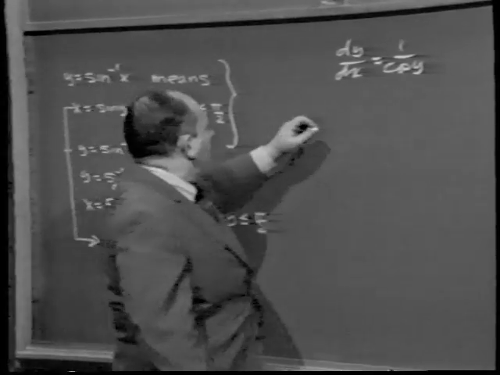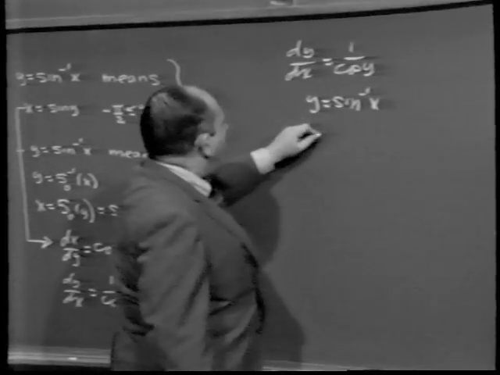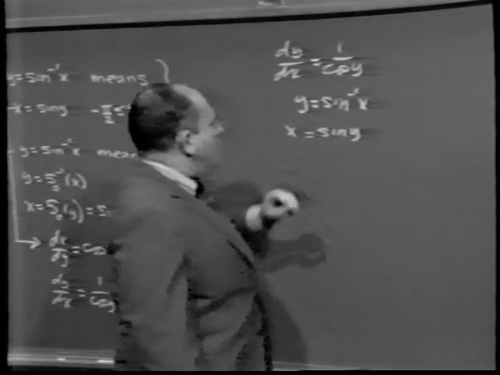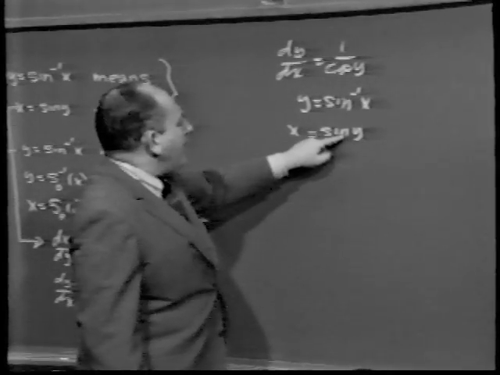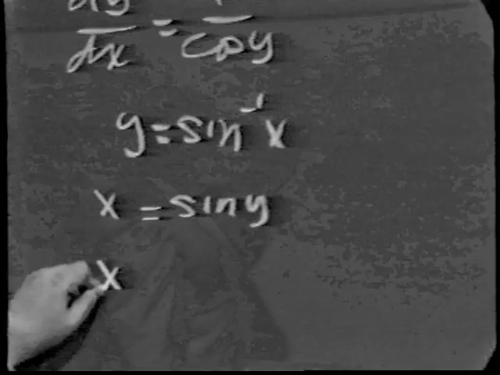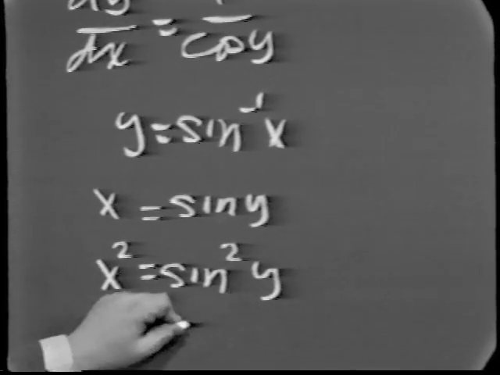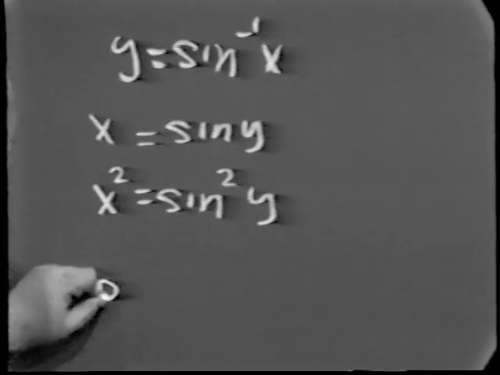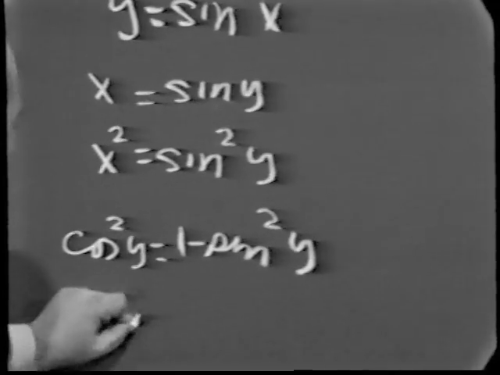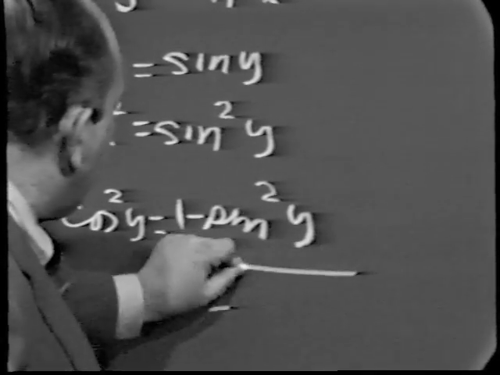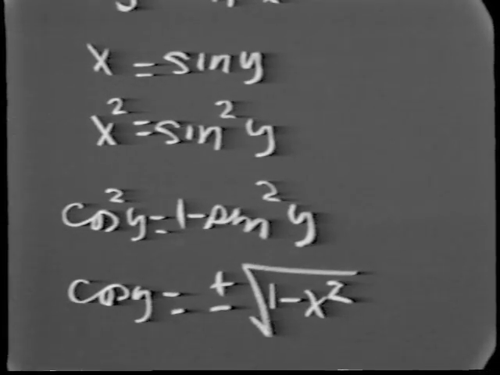Recall that y equals inverse sine of x says the same as x equals sine y. Now, what identity do I know? I know that sine squared plus cosine squared is 1. So x squared is sine squared y. Now, what do I know? I know that cosine squared y is 1 minus sine squared y. So cosine y is plus or minus the square root of 1 minus sine squared y. That's plus or minus the square root of 1 minus x squared.